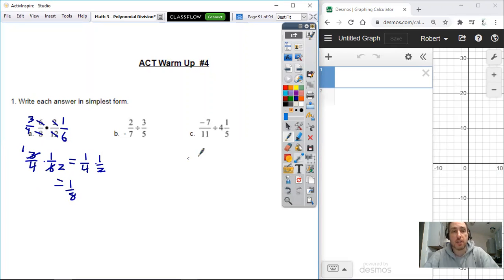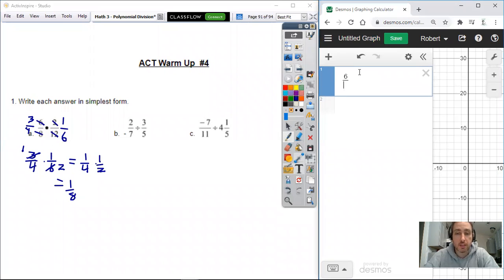We can check that in here. It's going to be 6 divided by 8, right arrow, multiplied by 2 divided by 12. And you get that decimal converted to a fraction. It's 1/8.